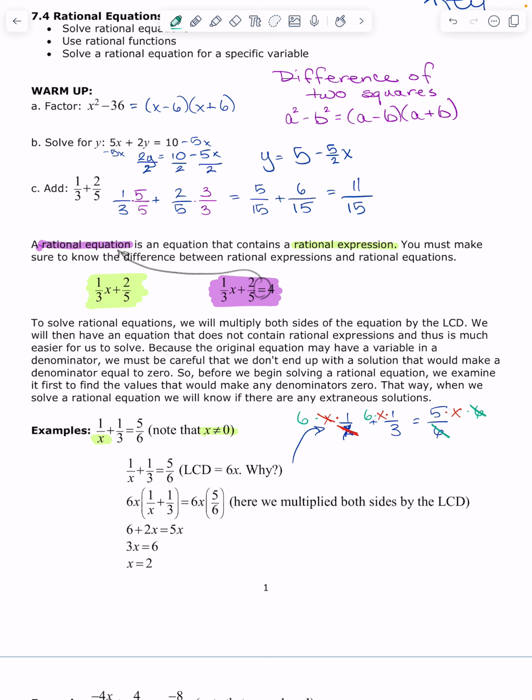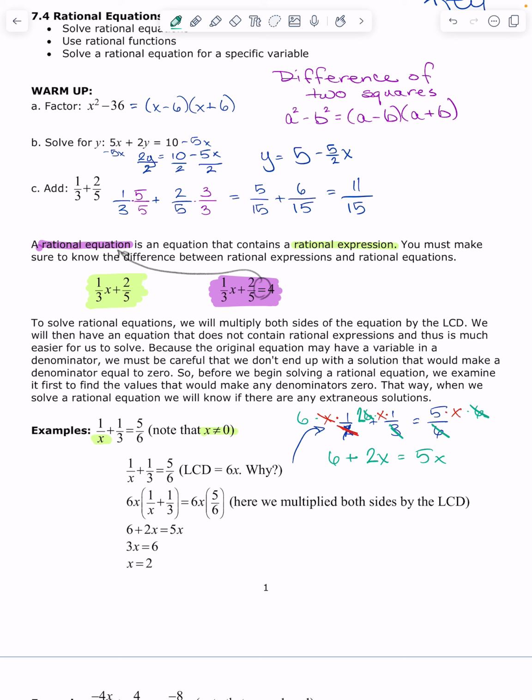The 6 and 6 cancel here. That was kind of the point of that. 6 here cancels with the 3, so that knocks off that one. Now I have 6 times 1, which is 6, plus 2 times x, so 2x, equals 5x. Here I now just have a standard equation and one variable.